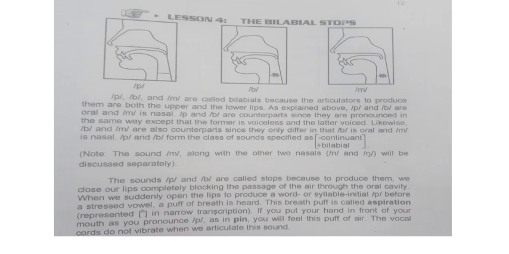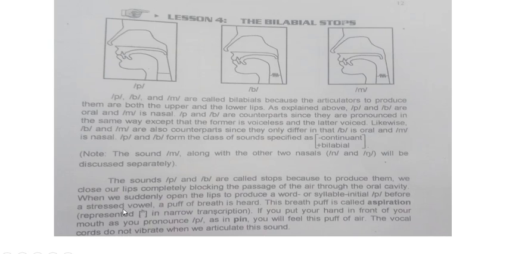The sounds p and b are called stops because to produce them we close our lips completely, blocking the passage of the air through the oral cavity. When we suddenly open the lips to produce a word or syllable initial before a stressed vowel, a puff of breath is heard. This breath puff is called aspiration, and I'm going to explain that more profoundly later.